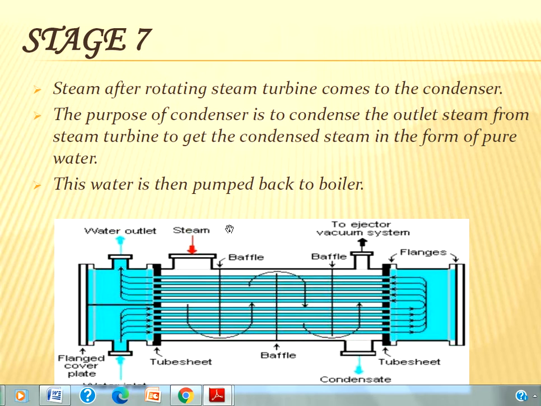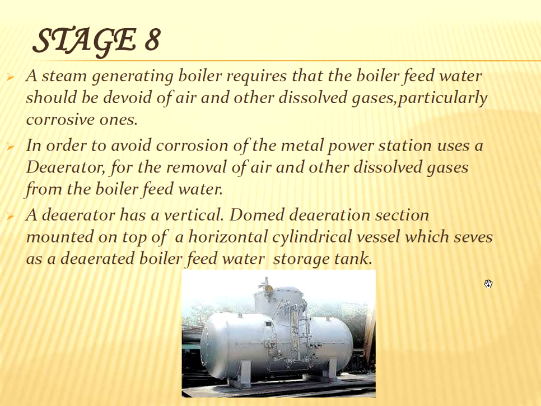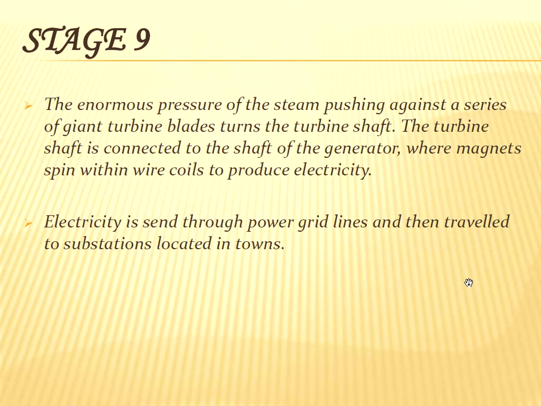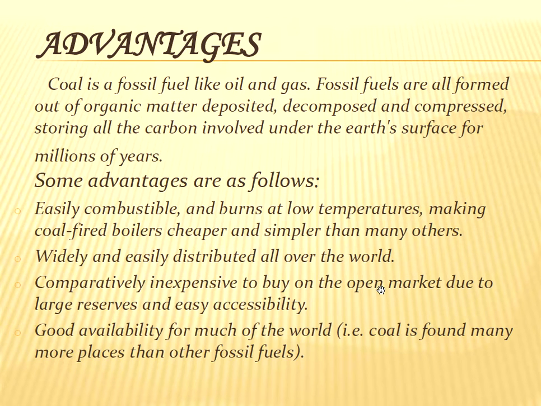The steam which is coming out of the turbine is cooled down and converted back to liquid form. And this is stage 8, the last stage, where the deaerator unit is used to collect any air bubbles which are present in the water, and only fresh water goes to the next recirculation. And electricity is generated through the generator, and that is fed to the grid.